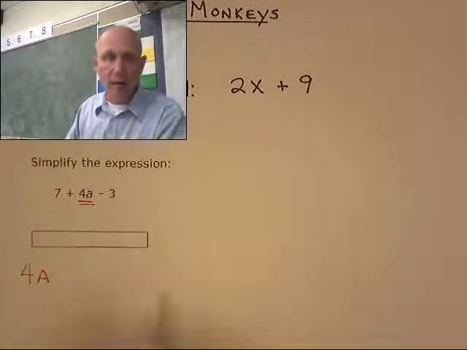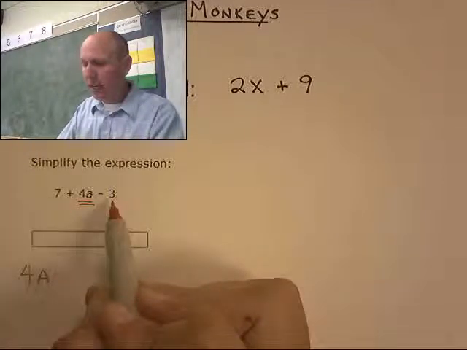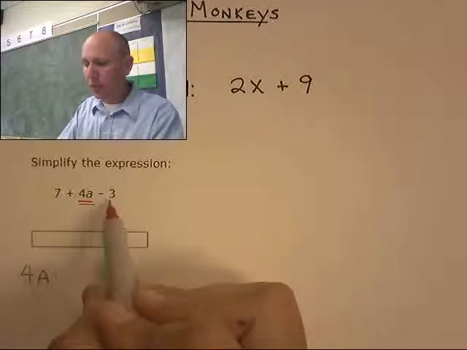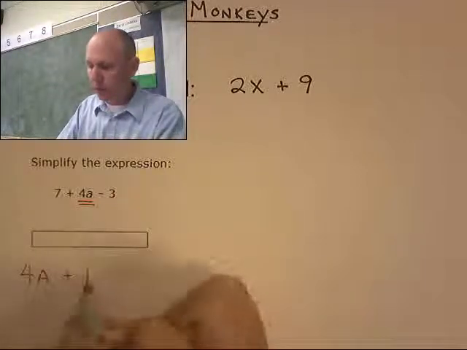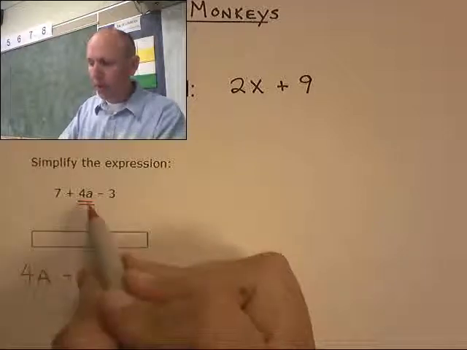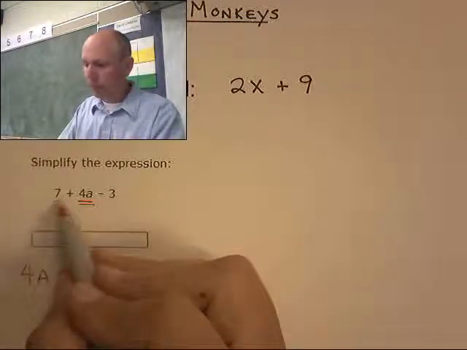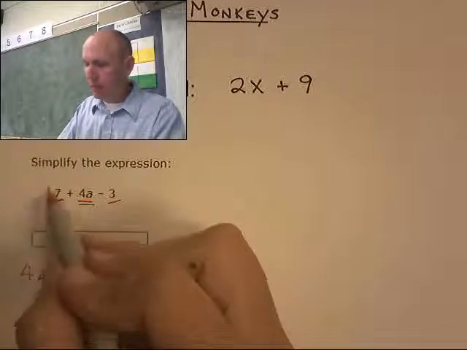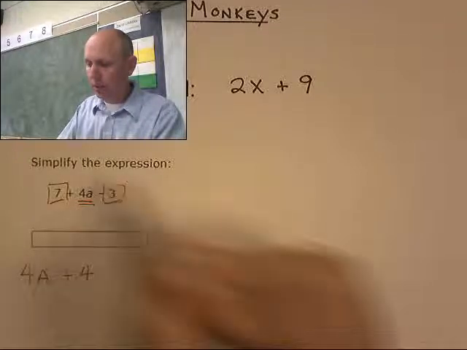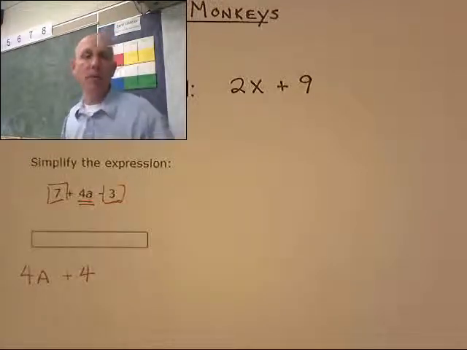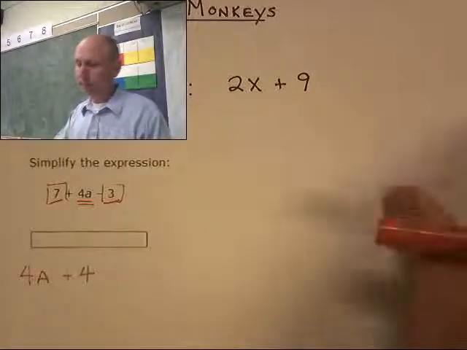I don't have other apples to play with it, or 4 anteaters or aardvarks or something. 4a. Done with that. But then I have a 7 minus a 3. 7 minus 3 is 4. There we go. The apples played with the apples, and these just plain numbers, those constant terms, played with the constant terms. There we go. 4a plus 4. Let's try another one.